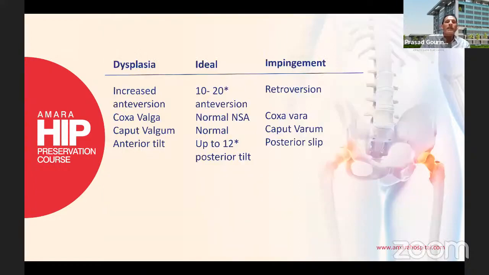On the femoral side, 10 to 20 degrees of anteversion is ideal. Increased anteversion is dysplasia. Decreased anteversion will cause impingement. It's called retroversion.